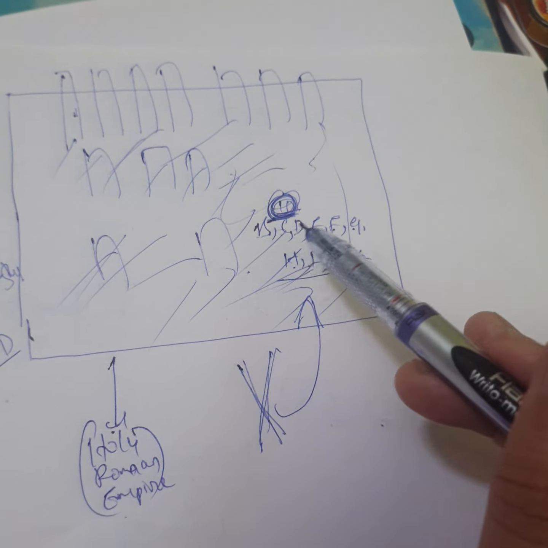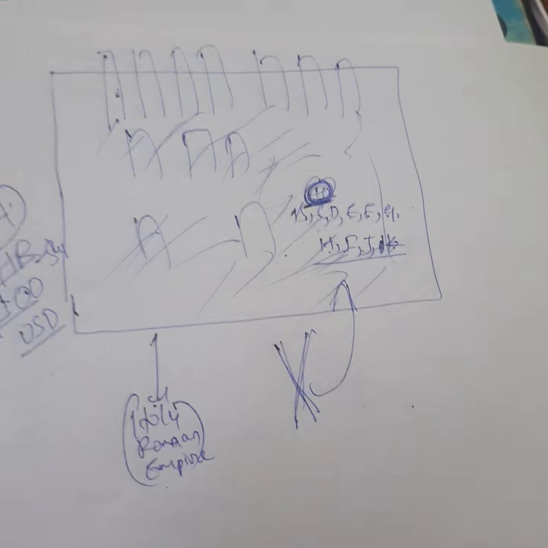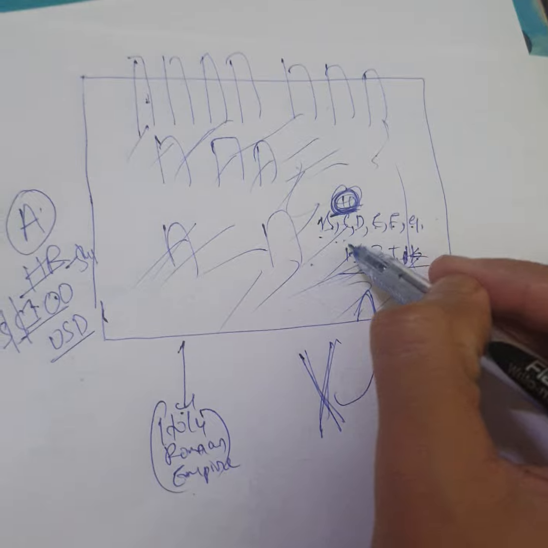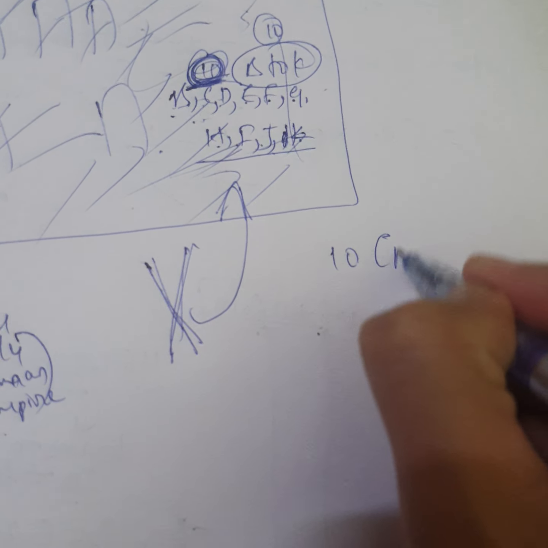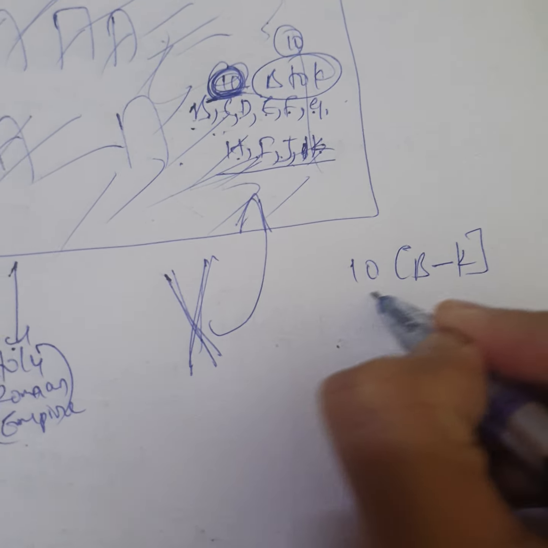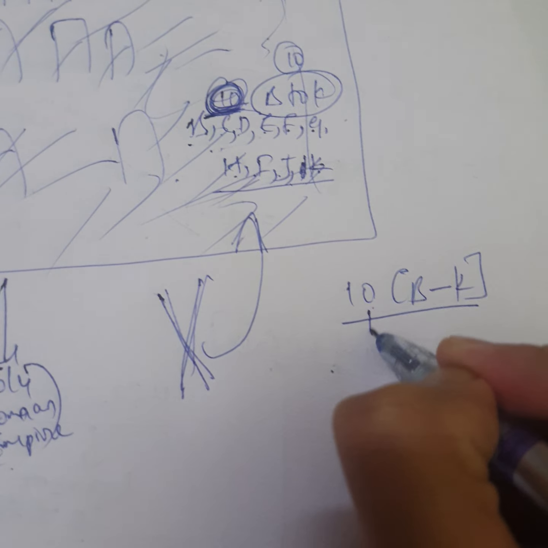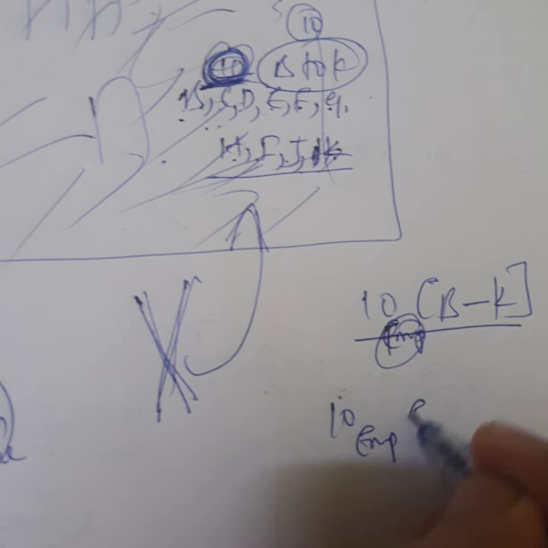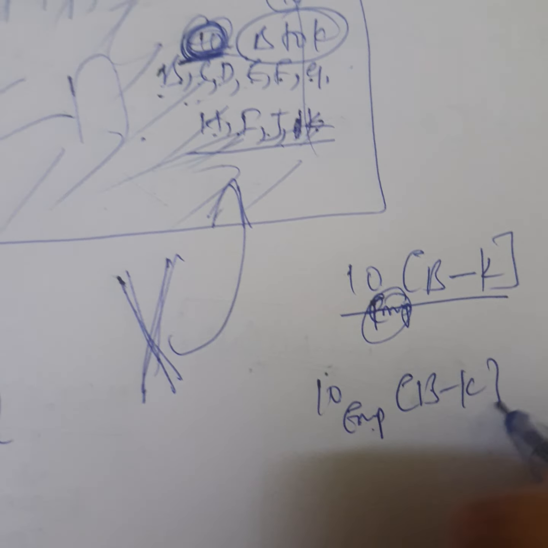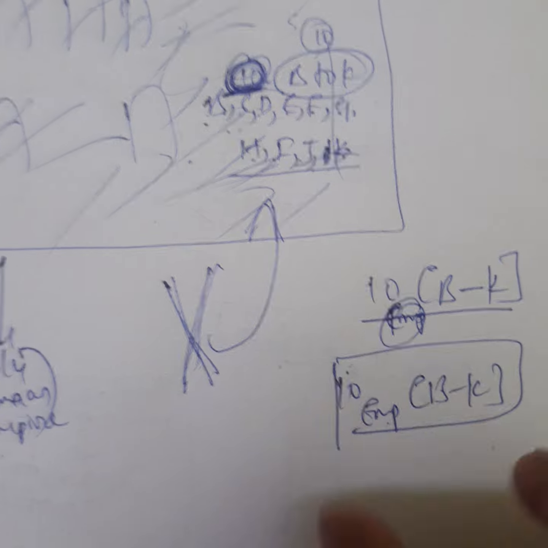Now here are B, C, D, E, F, G, H, I, J, K, L, M, N, O, P. B to K. The B to K values, B to K means these are 10 people. You need to understand, 10. I will write it as B to K. Can you understand? Ten people are there, 10 employees are there. We'll write it as 10 emp. Employees B to K. Ten employees are there from B to K.